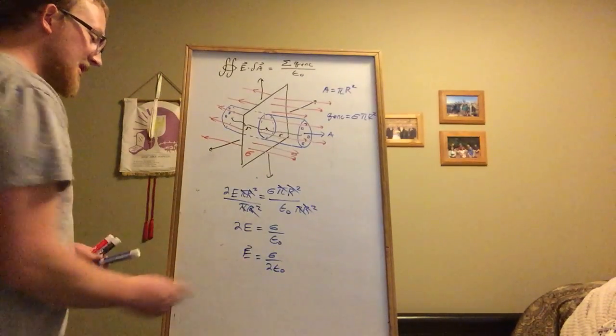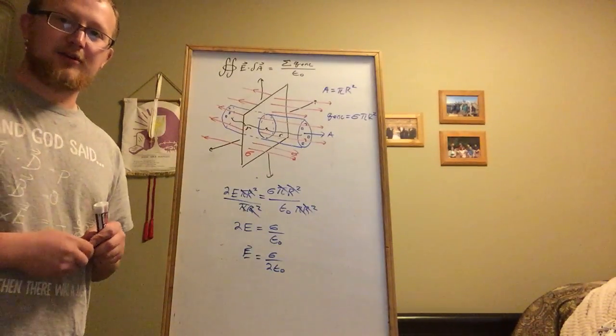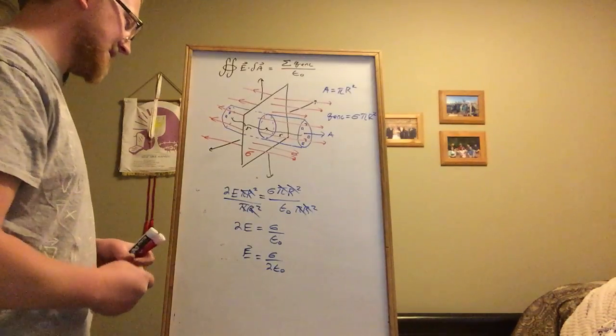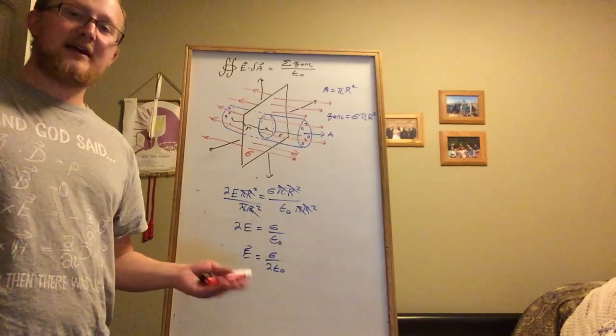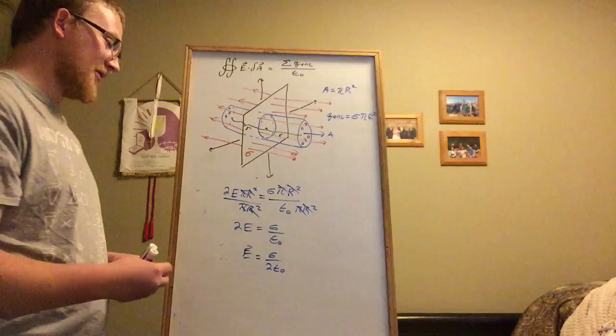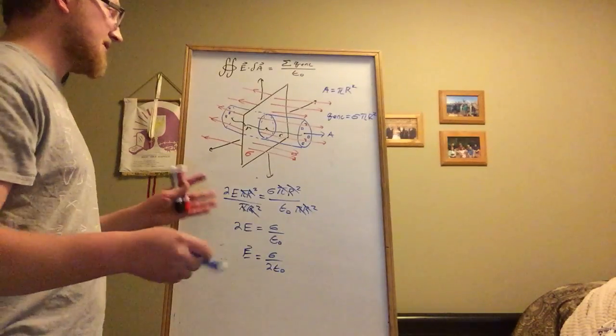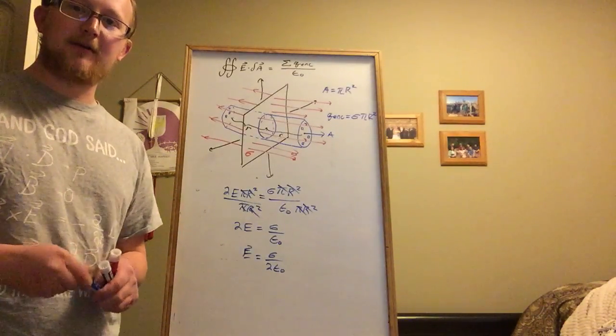And using this, we can move on and further derive things like capacitance, the electric field in a capacitor, and other important things. So this is one of the uses of Gauss's law for electricity.